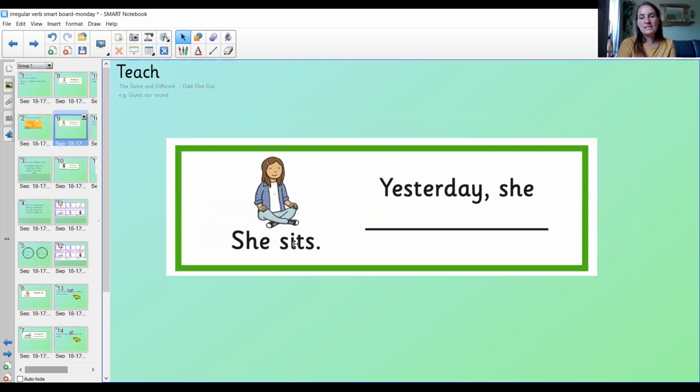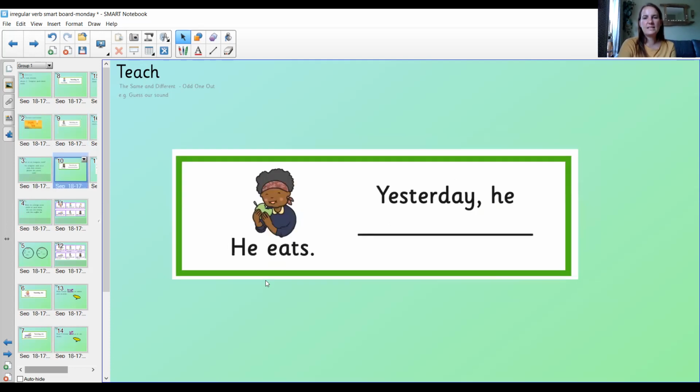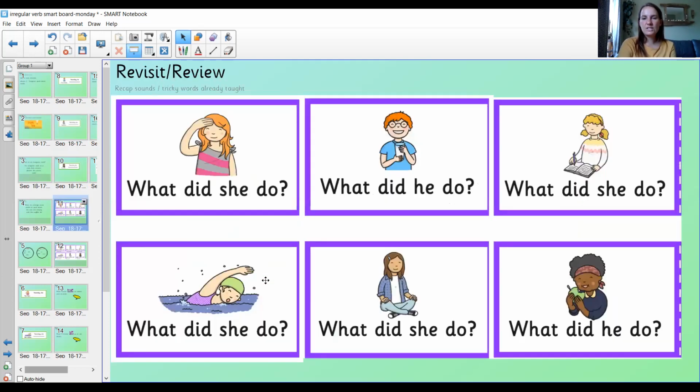Yesterday she sits, or yesterday she sitted. We can't say that, unfortunately. We can't say she sitted. We'd have to say yesterday she sat. So again, we're just changing that vowel sound from an I to an A. Yesterday he eated. Can't say that. So eats becomes ate.